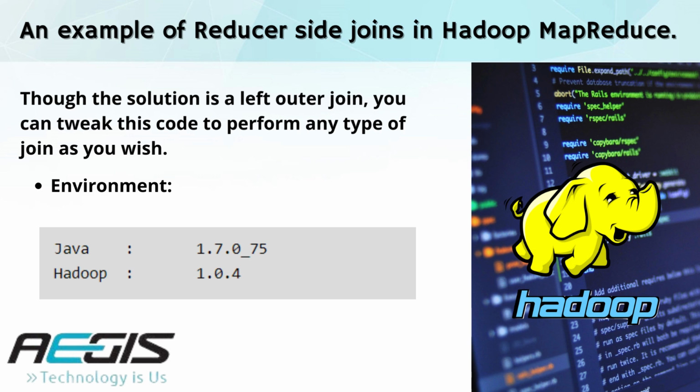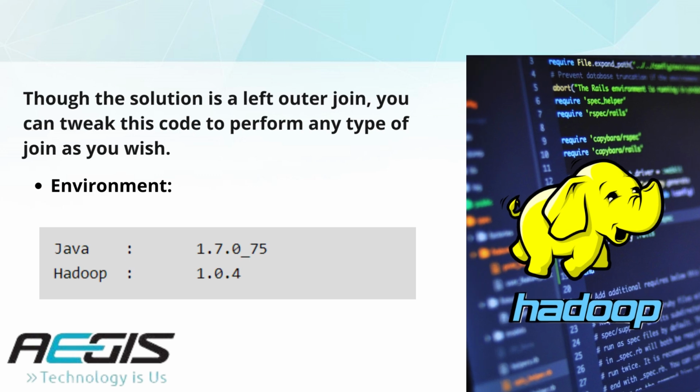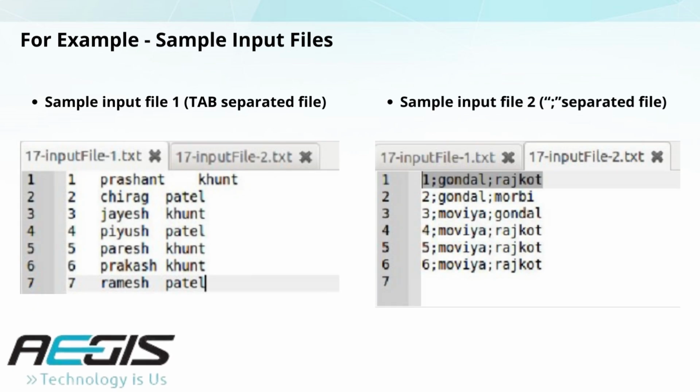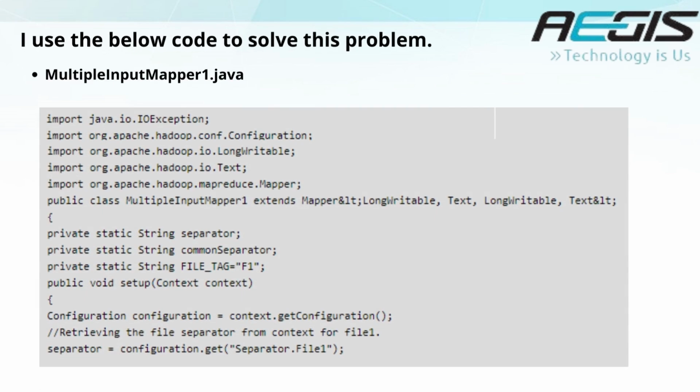For Hadoop MapReduce, the environment needed is Java 1.7.0_75 and Hadoop 1.0.4. Now, we create an example for multiple input files in MapReduce. As you see in the images, we have two sample input files. One is a tab separated file and another is a semicolon separated file. I use the below code to solve this problem for multiple input files in MapReduce.